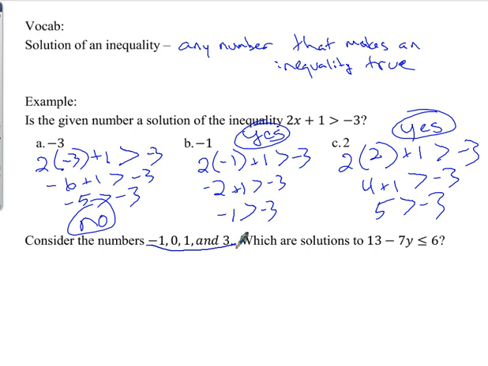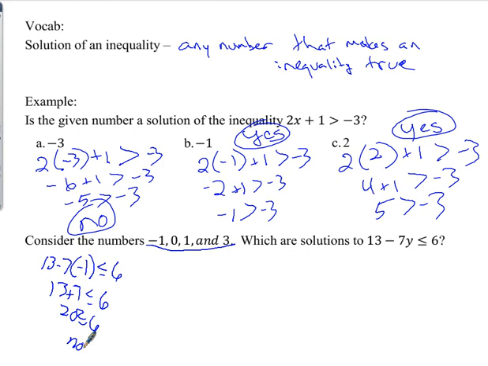For -1, when I plug -1 in, I have 13 minus 7 times -1 less than or equal to 6. Simplify that and I get 13 plus 7 is less than or equal to 6. So this is 20 is less than or equal to 6. Is that true? No. So this one does not work.